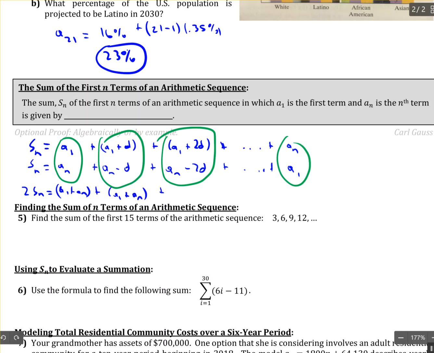And what do you know? I get another one, A_1 plus A_n. And that's going to happen for all of them. And then at the end, I end up with another A_1 plus A_n.